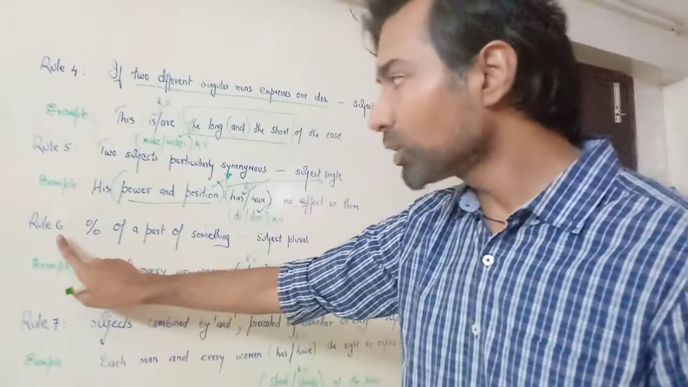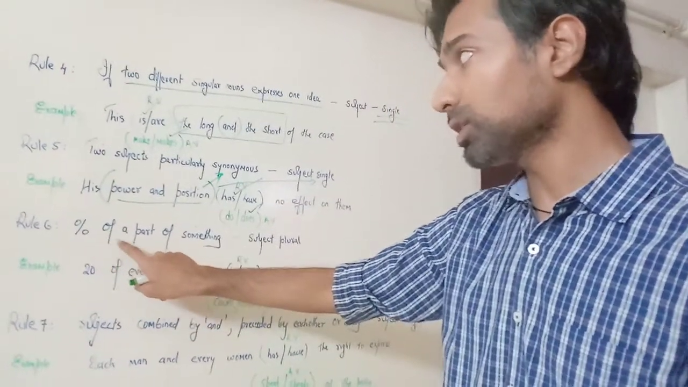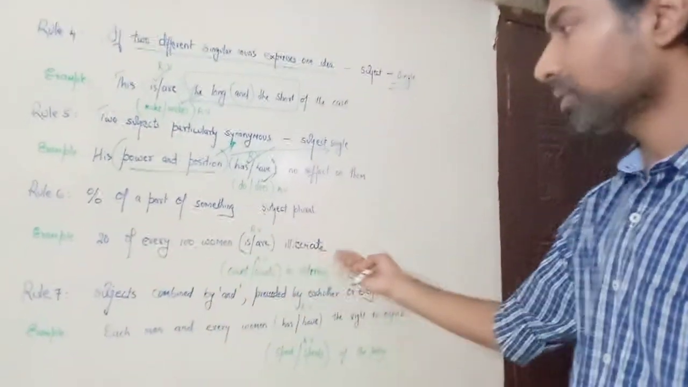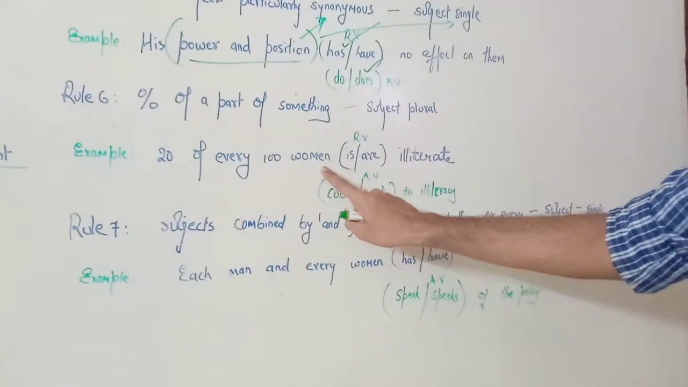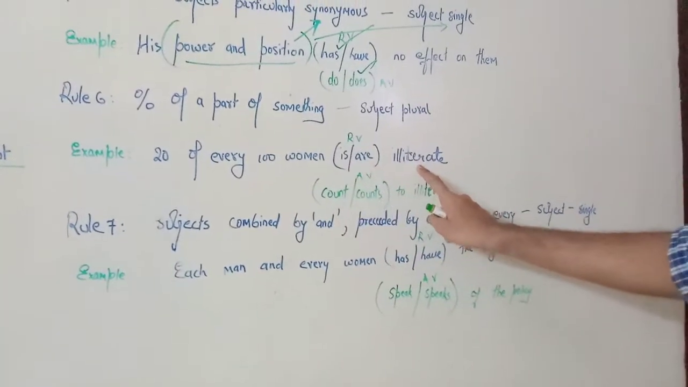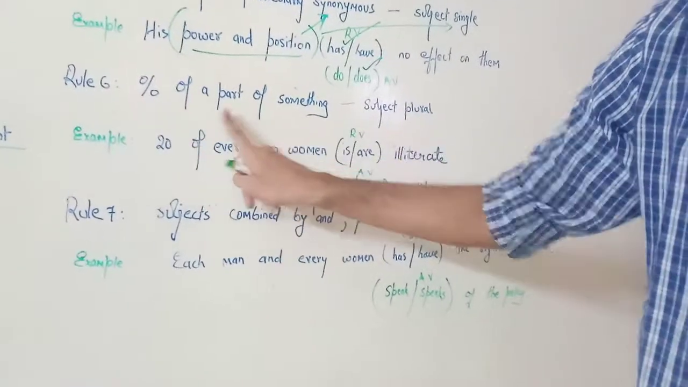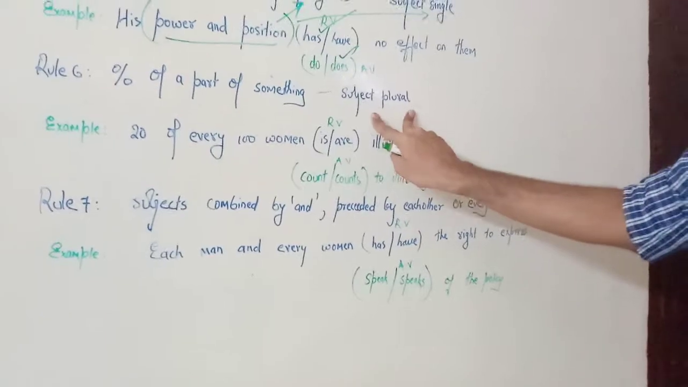Well, coming on to rule number 6. Let's say rule number 6 talks of percent of a part of something, like 20%, as I have given an example. So 20 of every 100 women are illiterate. Now let's go back to the rule. The rule says percent of a part of something should be considered as a subject which is plural in nature.